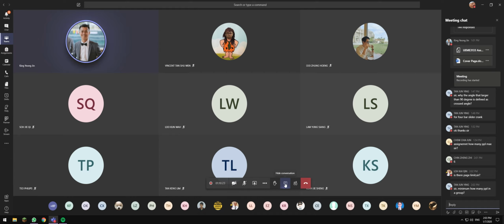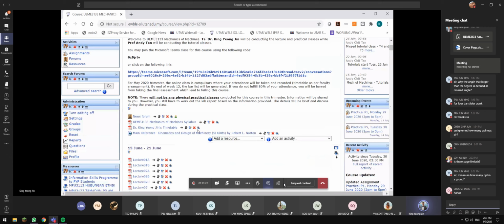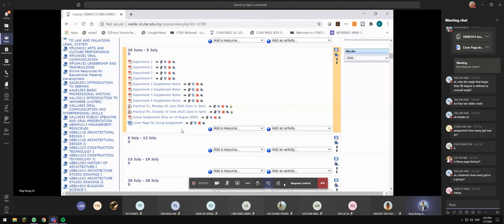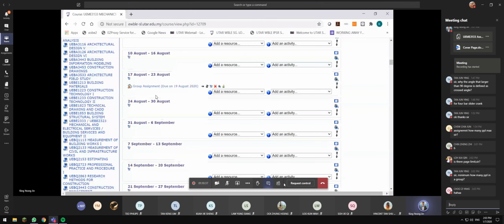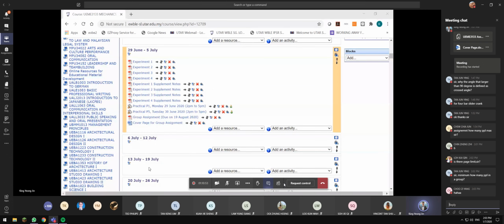And the other one is on the Weber. I already uploaded it over here. Okay, the group assignment and the cover page. So the submission is on 19 August. I give you more than enough time. Initially, I think the plan was you submit in week 8. Now I moved it all the way to week 10, which is 19 August. Okay. So any more questions from you guys?